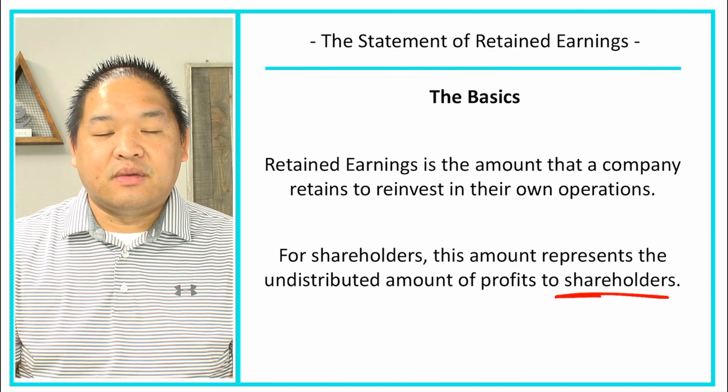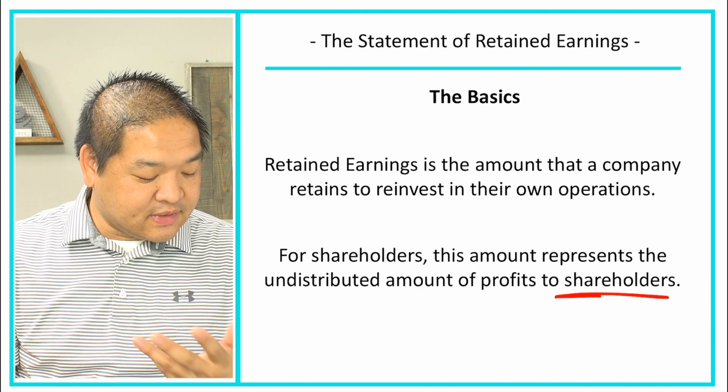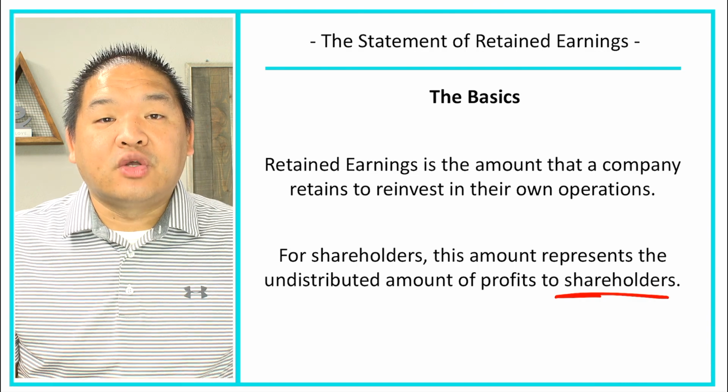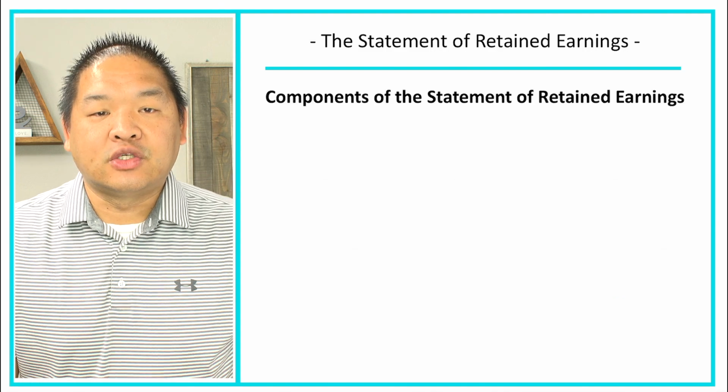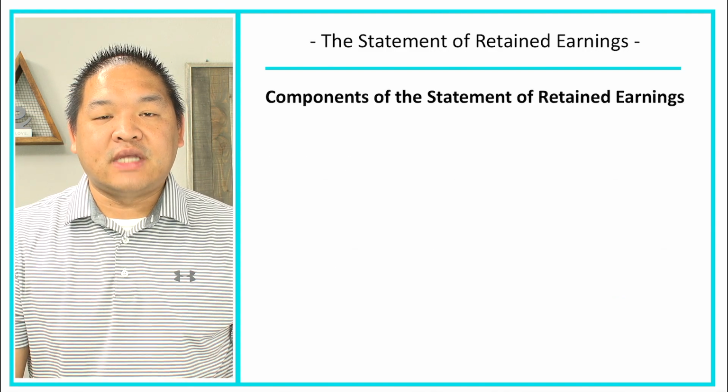They're just keeping their money and using that to fund themselves. So, net components. We talked about retained earnings, so how does this statement get put together? Here are four things that go into the statement of retained earnings.